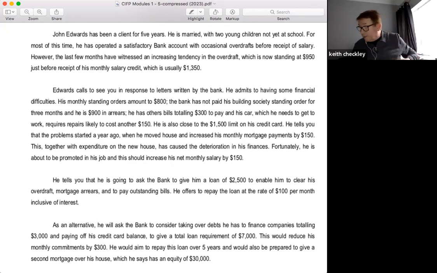Okay, well, I think the difference between your calculation and mine is I get the 2,300 plus the 3,000 plus the 1,500. So I get 6,800. So you and I are 800 adrift with each other. And I think the reason for that is what you've included is his monthly standing orders amounting to $800. Now I didn't include that because I didn't see from the script here that it was actually in arrears.